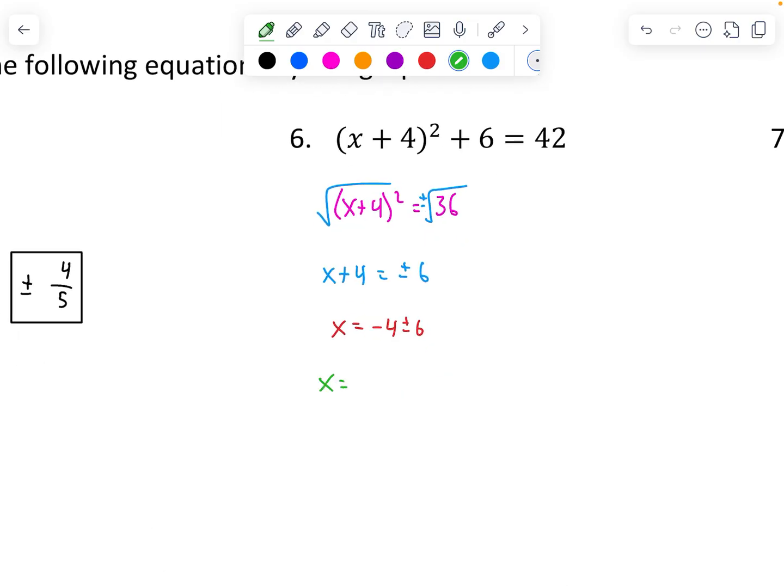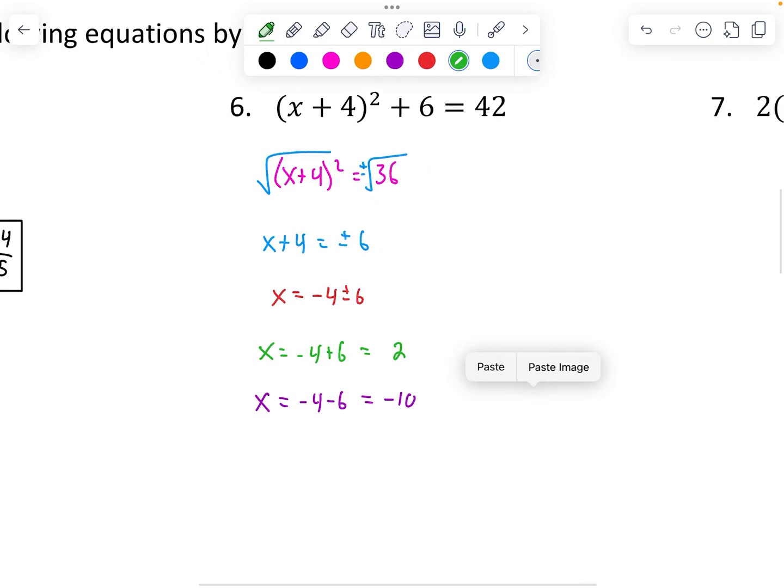And so that means we're going to do x equals negative 4 plus 6, and we're going to do x equals negative 4 minus 6. This gives us negative 10, and this one gives us positive 2. So those are our two solutions, x equals 2 and negative 10. I'll put equals x here.